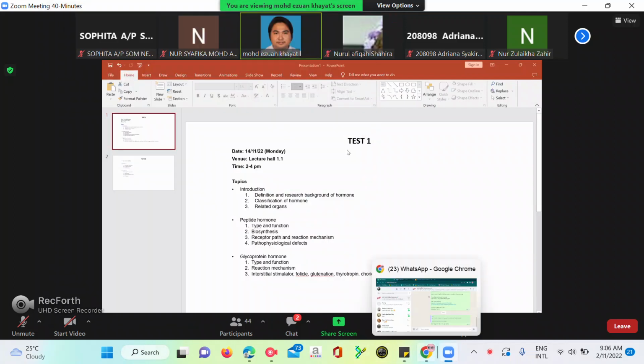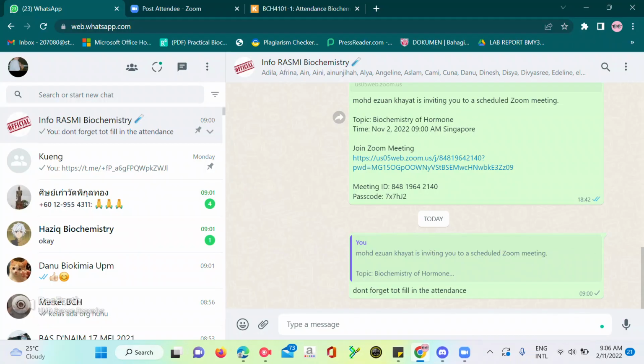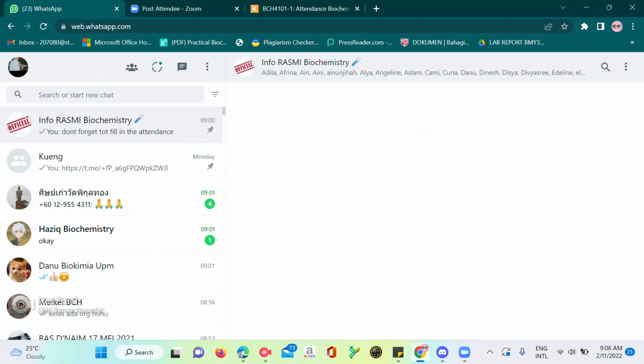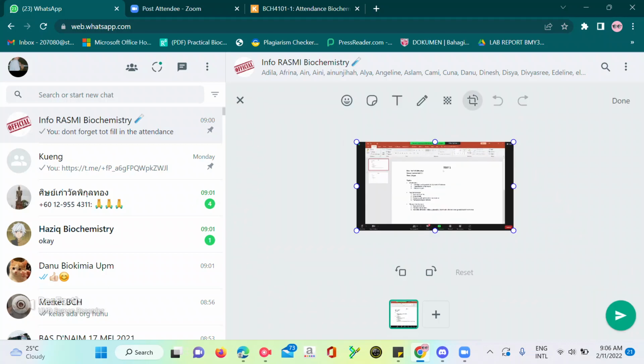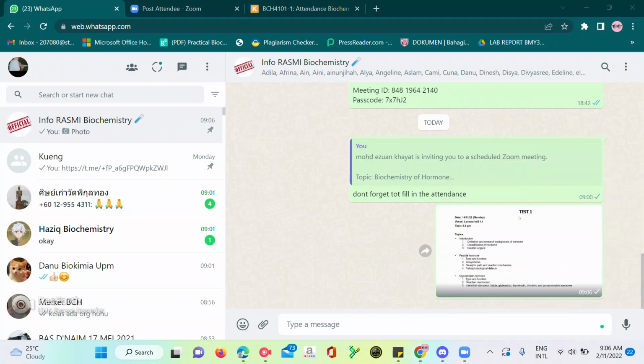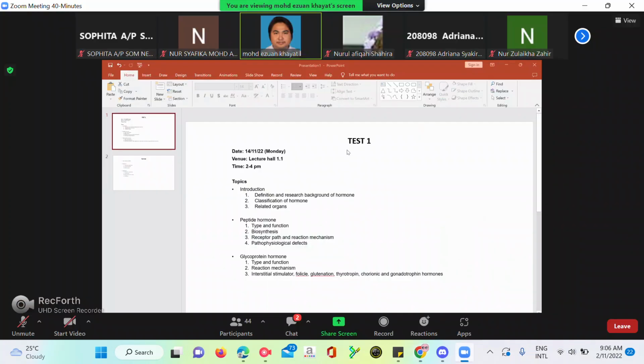And for the last topic for test one, it will be glycoprotein hormone. I think we just talked about it last week, so it must still be fresh in your mind. That one will be included in test one. So you have to know the type and function, reaction mechanism, and so on. So far, do you have any questions regarding the topics that will be included in test one?